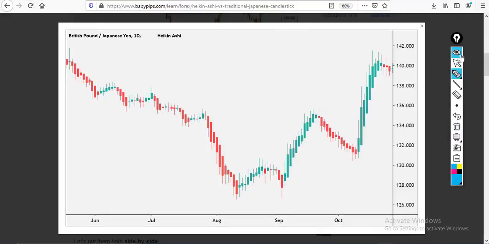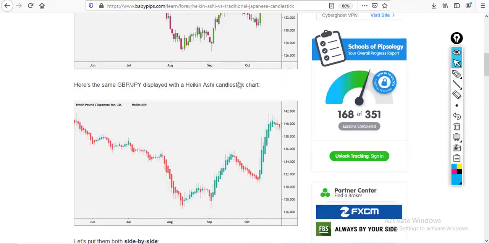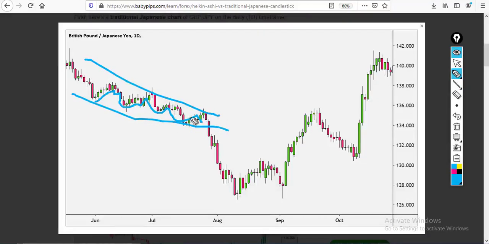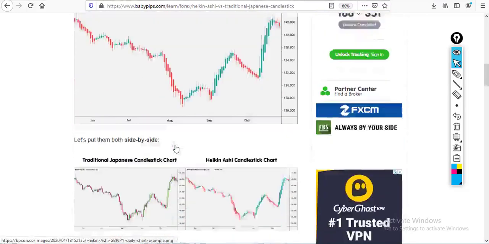It removes all of the noise we see in here. So you see all this noise, green, red, green, red, green, red. We really can't tell. I mean, you can tell right now this is a downtrend. This is also a downtrend. And here, double bottom support, uptrend, uptrend. So this is how the Heikin Ashi and the Japanese candlestick chart look different.